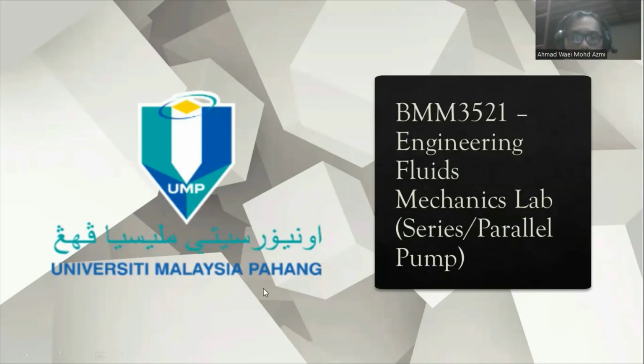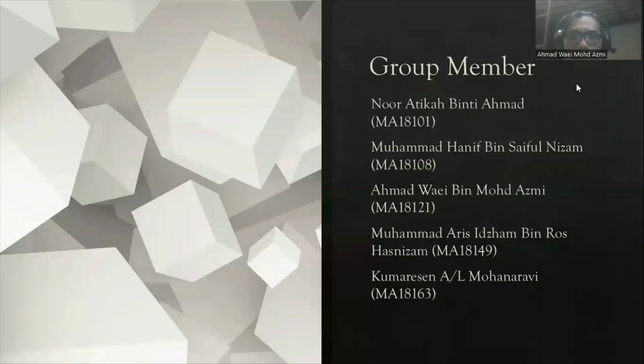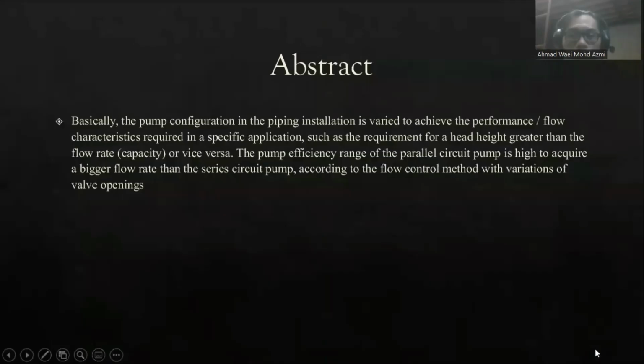So this is my group member. This is Nur Atika binti Ahmad MA18101. Second is Muhammad Anif bin Saiful Nizam MA18108. Me, myself, Ahmad Wa'id bin Muhammad Azmi, MA18121. Next is Muhammad Aris Izham bin Rostas Nizam, MA18149. And Kumar Resak anak lelaki Mohan Ravi, MA18163. So next, I will explain about the abstract.